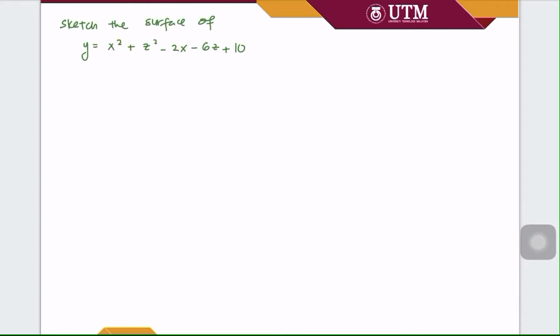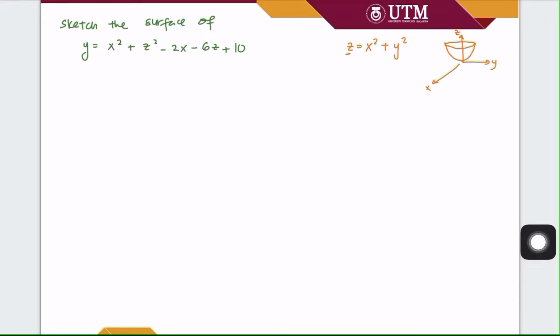Let's say we have z equal to x squared plus y squared. So this is a bowl, right? It's the shape of a bowl. It will be like this, and since it is z, it will be parallel to the z axis. So y and x.